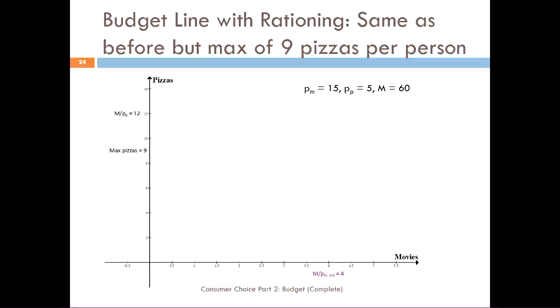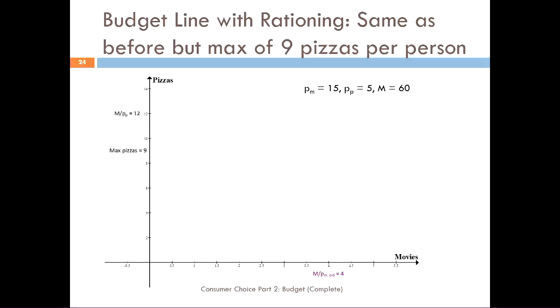So in this example, we're going to keep it like we did before. You have $60 in income, movies cost $15, pizzas cost $5, but there's a limit of 9 pizzas. You're not allowed to buy more than 9 pizzas. This is the health board saying more than 9 pizzas is too unhealthy. You're not allowed to order more than 9. How would that change your budget line? What's it going to look like now?